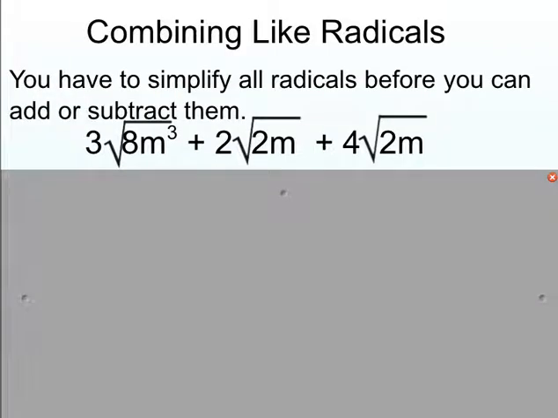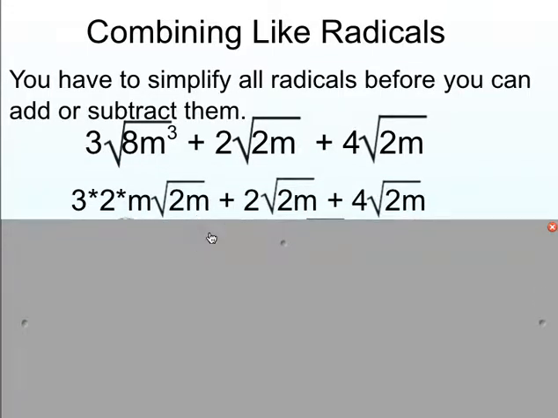Now, sometimes we can look at some and say, well, we can't combine them, but maybe we can simplify first and then combine, and that's the case here. So in this case, we can combine these last two terms, 2 root 2m and 4 root 2m. And with this one, we need to simplify it. And remember, a way to simplify root 8m cubed is saying this is 2 times 2 times 2 and times m times m times m. So we can circle 2 2's and pop it out to be this 2.